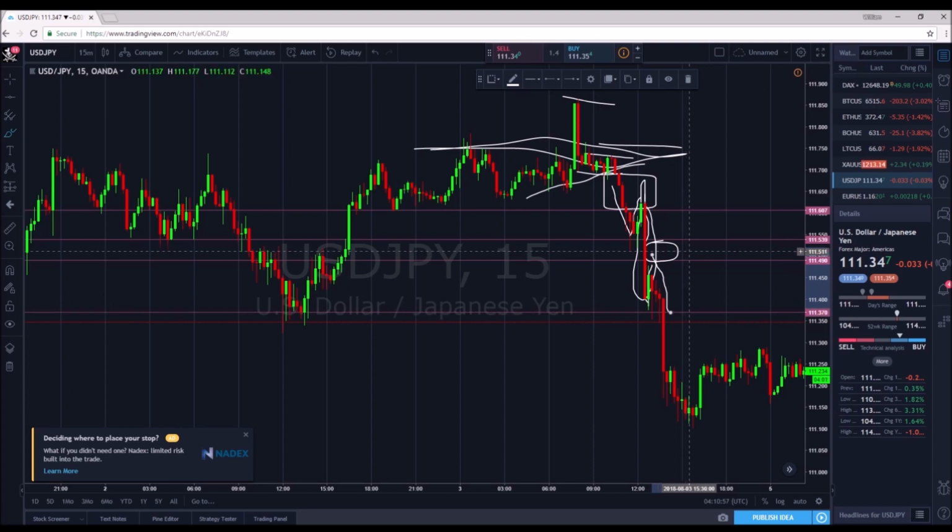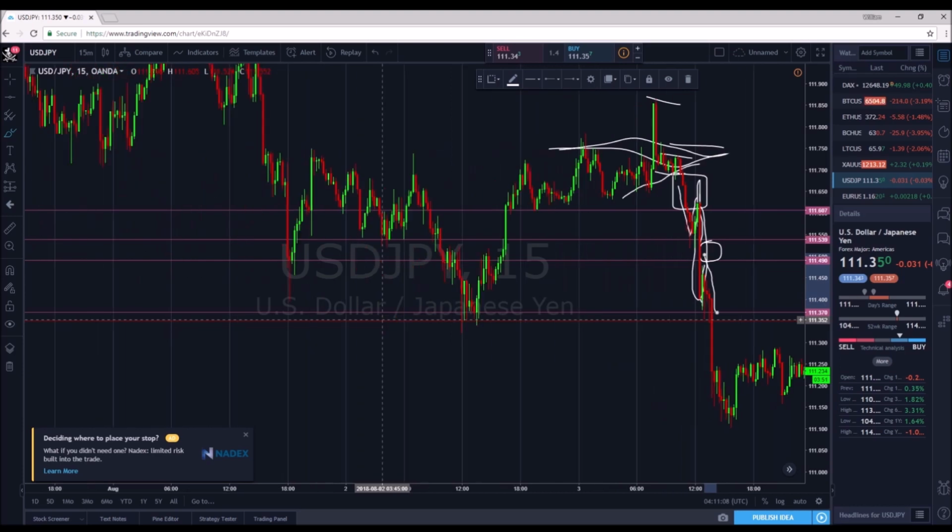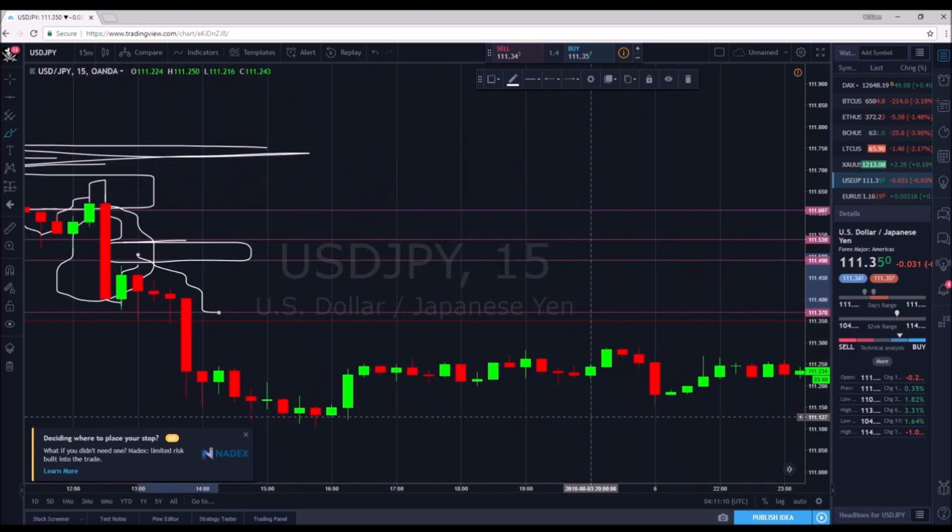And that right there is getting 10 pips. You know what I'm saying? So scalp, scalp, scalp, scalp, scalp. That's a good trade setup right there. Looking at the 15-minute, that's a pretty good trade setup.